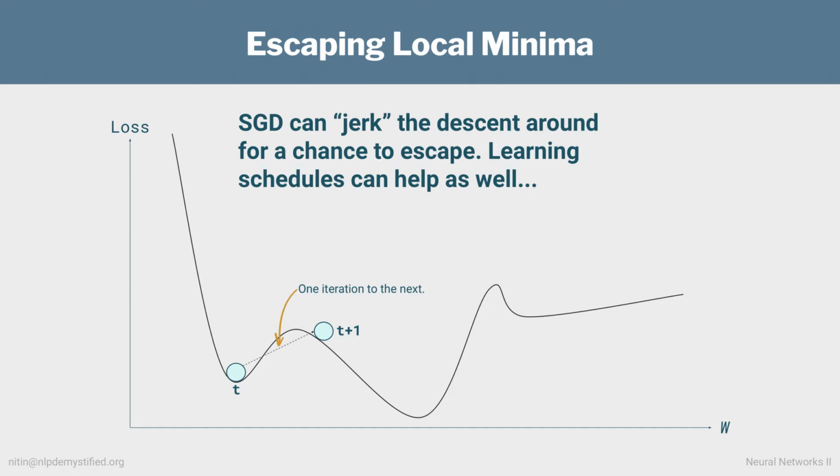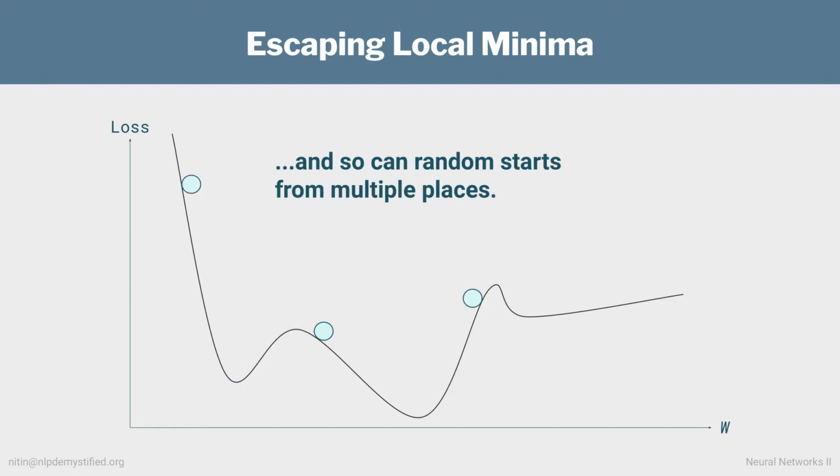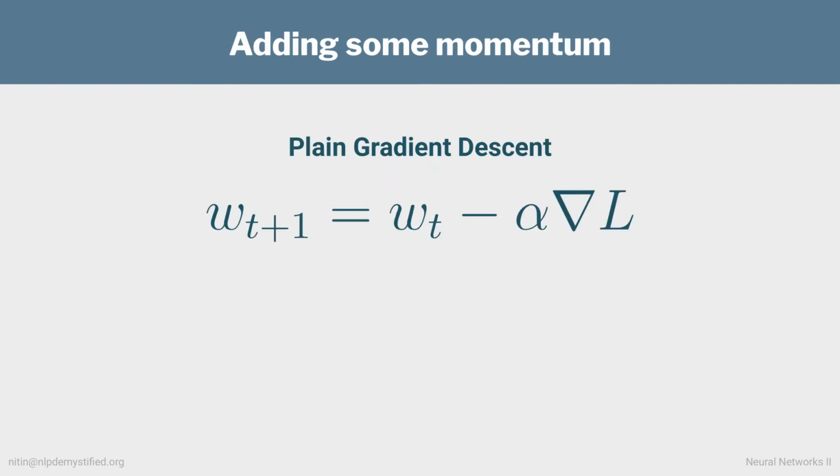A learning schedule which starts with a relatively high initial learning rate can help as well. Random starts elsewhere in the initialization space can also lead to converging to a lower minimum. A more sophisticated approach is to modify gradient descent itself. Plain gradient descent looks at only the current gradient and doesn't care about past gradients.